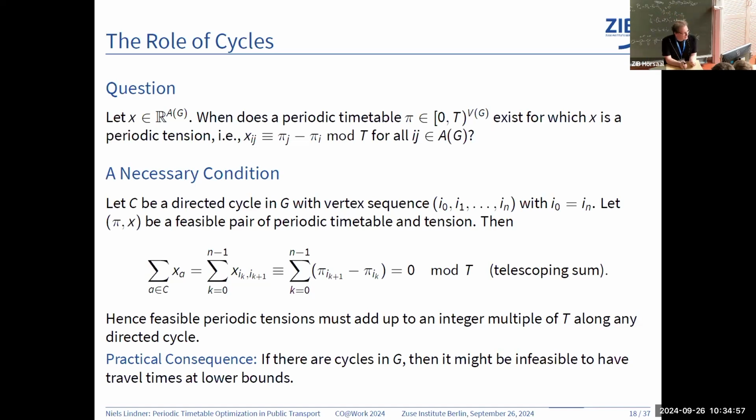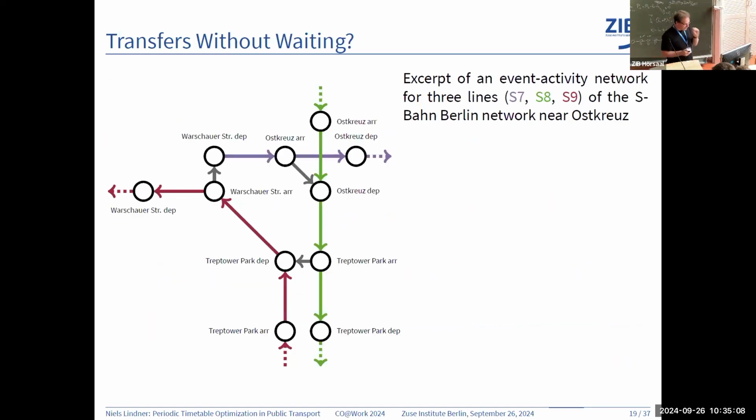That also means that if I have cycles in my graph, I might not always be able to realize the lower bounds as the tangents, because I have this condition. Along a cycle, I always need to sum up to 0. So let's do this in a practical example. This is a part of the Berlin S-Bahn network. We have 3 lines, and I highlight a directed cycle here. It's driving from here, transferring, driving, transferring, driving, transferring. Doesn't mean that any passenger would ever do that, but the cycle just exists in the graph.